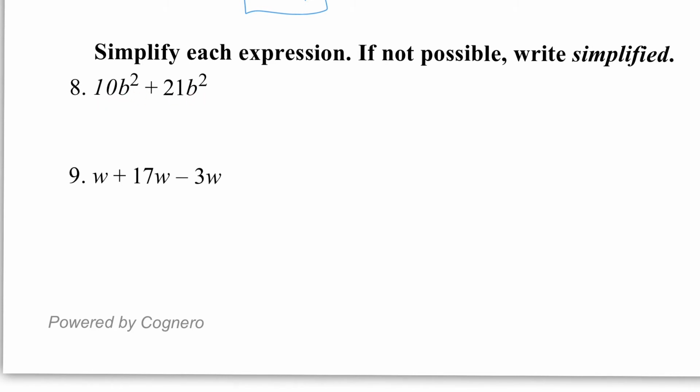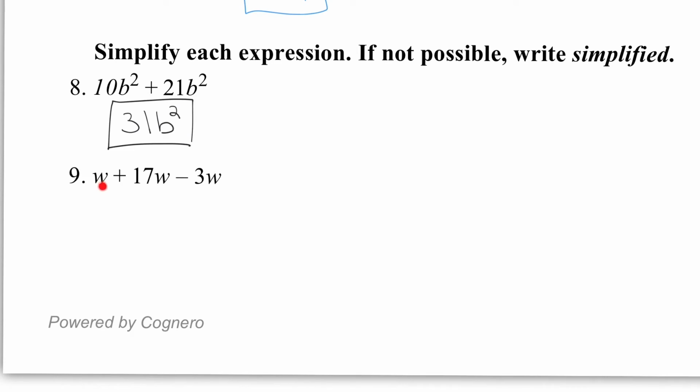So all we have to do is combine the numbers. So you look at the 10 and the positive 21. 10 plus 21, and that's going to be 31, and you keep the variable b with the exponent. That's all you have to do when you combine like terms. So make sure that the numbers have the same variables and the variables have the same exponents when you are combining. Number 9, same idea.